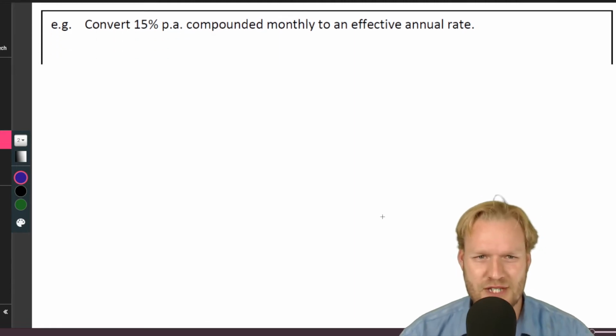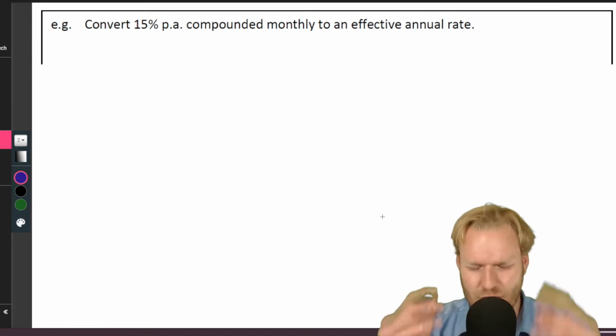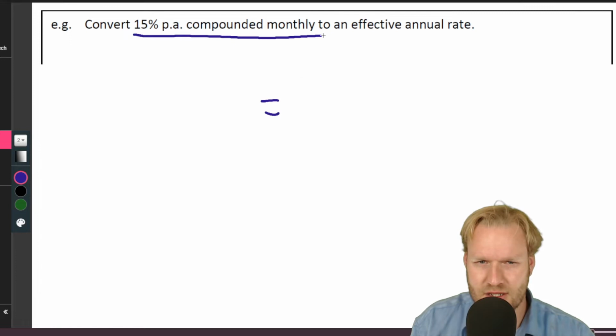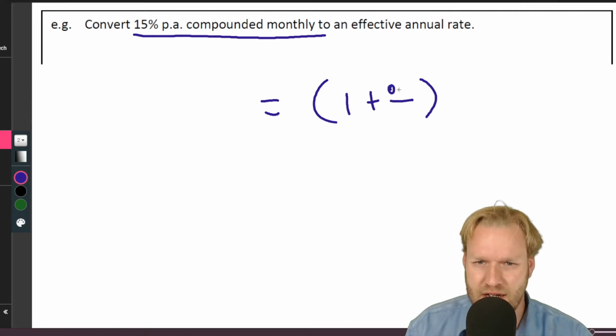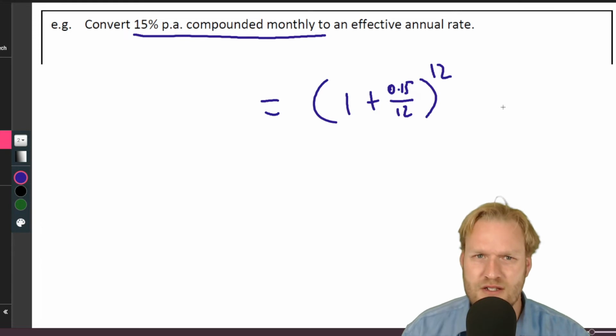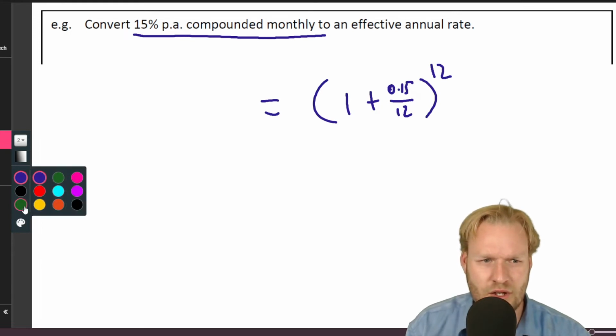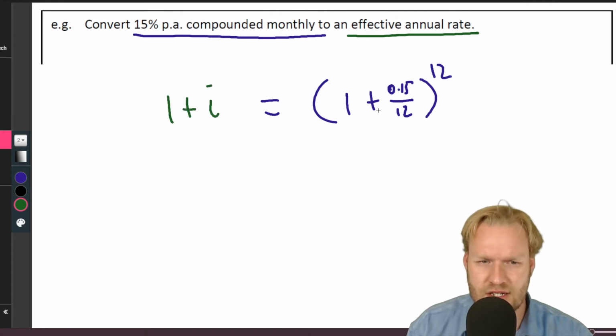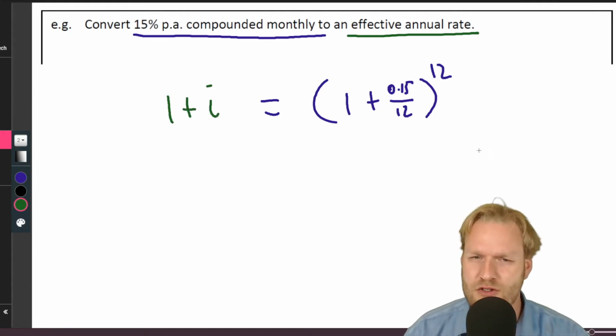Let's convert 15% per annum compounded monthly to an effective annual rate. Now, it's compounded monthly, so I'm just going to focus on the right-hand side. We've written this part of the equation a few times: 1 plus I over 12, to the 12, because we're investing it for 1 year. That's the right-hand side of our equation. We're going to an effective annual rate, so we just apply right here 1 plus I. So there's our equation.